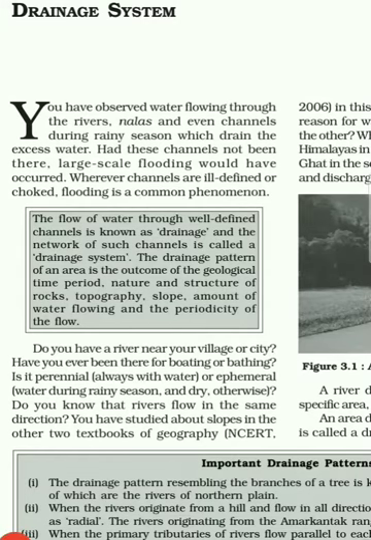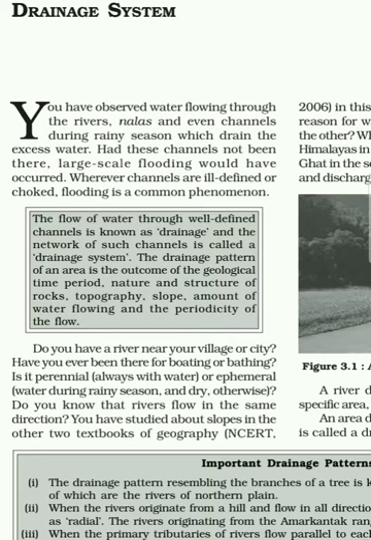Hello, welcome to chapter number 3, Drainage System, of 11th geography. You have observed water flowing through the rivers, nalas, and even channels during the rainy season, which drain excess water. Had these rivers not been there, large scale flooding would have occurred. Wherever channels are ill defined or choked, flooding is a common phenomenon.